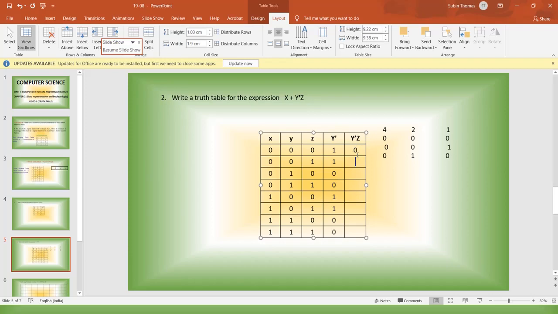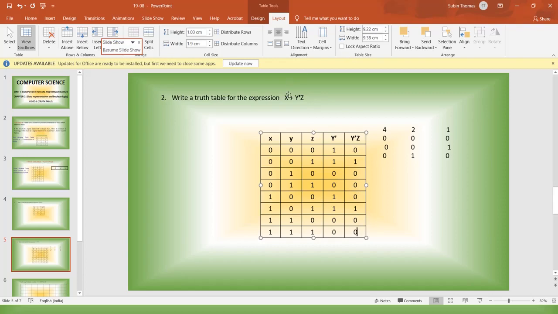So what is the answer coming over here? It is 1 and 1 is 1. 0 and 0 is 0. Next is again 0. This is also 0. And here comes 1. And here comes 0. And here also 0. So that calculation is completed.